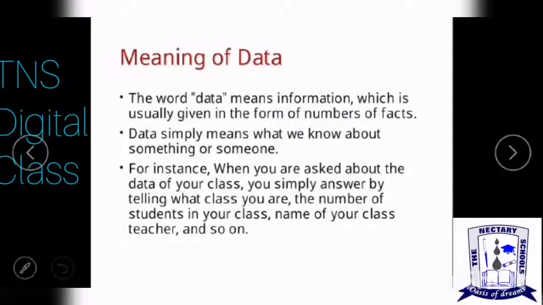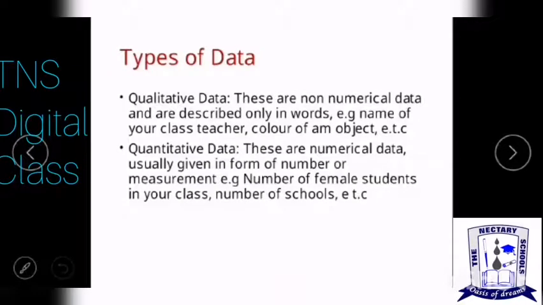For instance, when you are asked about the data of your class, you simply answer by telling what class you are, the number of students in your class, name of your class teacher, and so on. You might as well even go further by stating the number of desks you have in your class, the color on the wall of your class. All those are called the data of your class, the information of your class. That is the meaning of data. Let's proceed to the types of data.